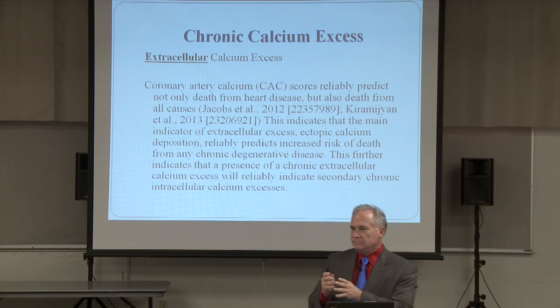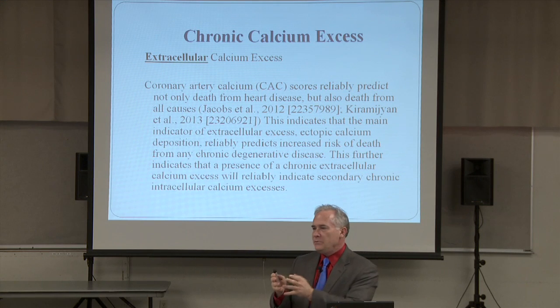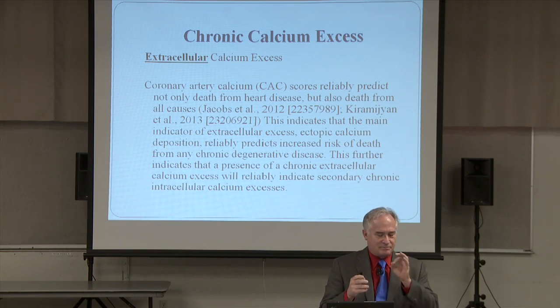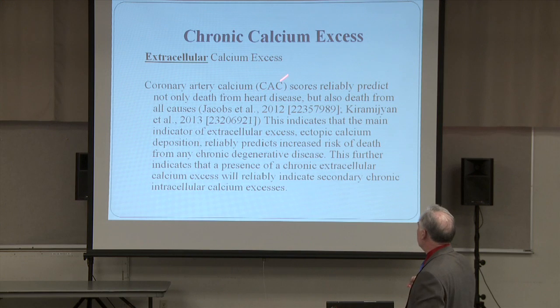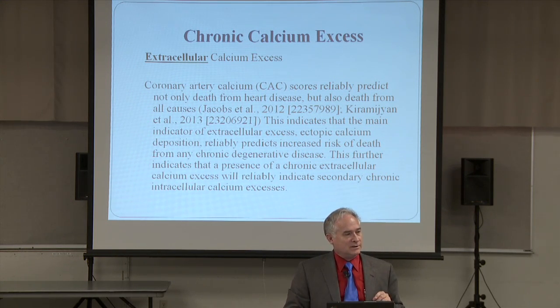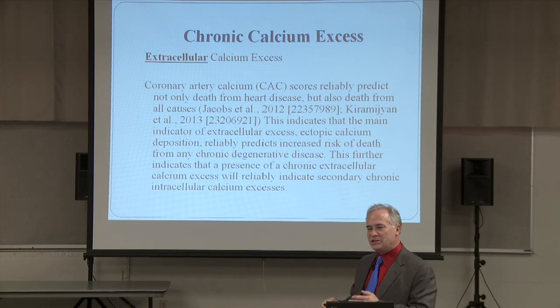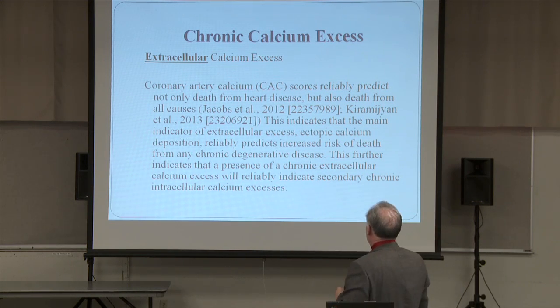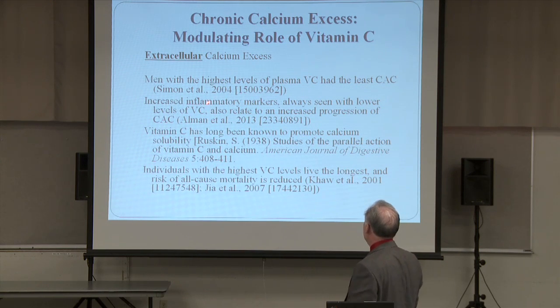Now, would it not stand to reason that if you're accumulating calcium in your coronary arteries, you're accumulating it everywhere else in your body? No reason that you just pick out the coronary artery. Well, guess what? These coronary calcium scores, they do reliably predict heart disease death, but guess what? Also death from all causes. Okay? So it predicts death from all causes because it's an indicator of your elevated calcium everywhere in your body and not just in your coronary arteries. Okay, a few more things about C. High vitamin C, low coronary calcium score, and high vitamin C levels, lower all-cause mortality.